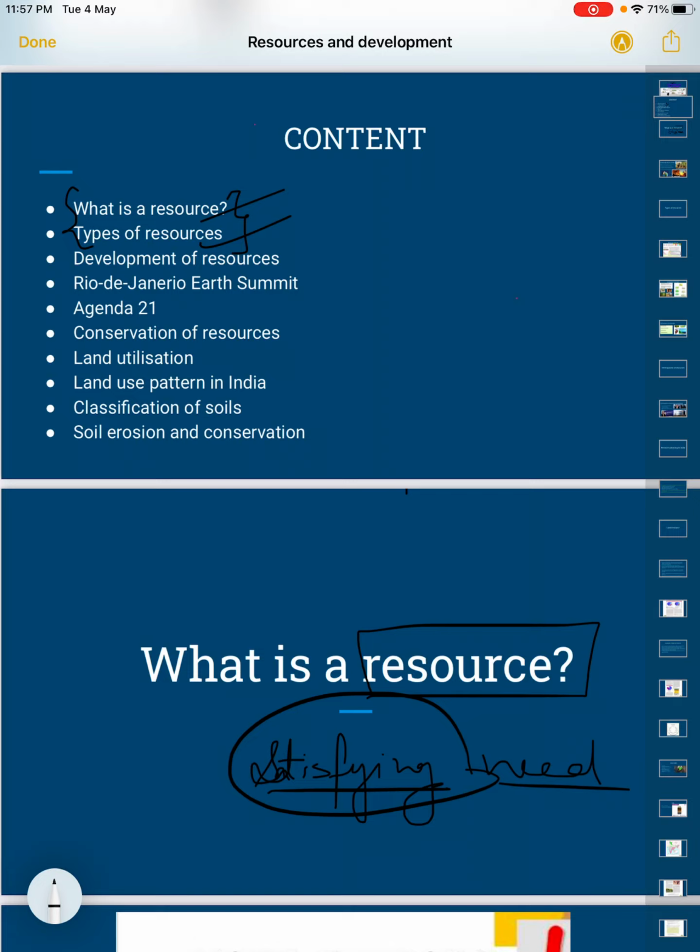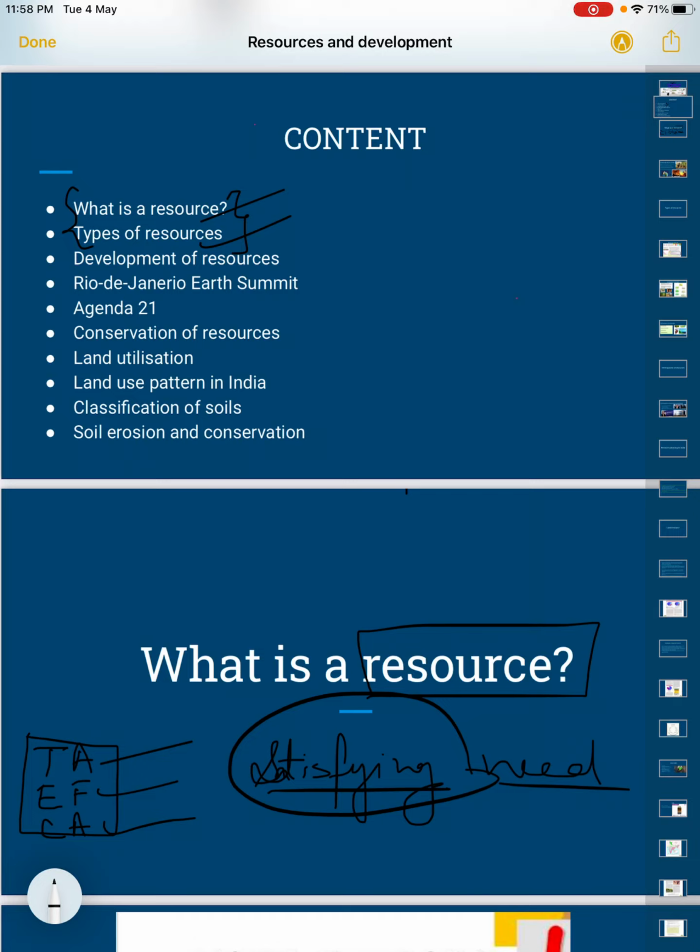This is the layman definition, but along with that, we also have to know that a resource should be technologically accessible, economically feasible, and culturally acceptable. Anything which is not technologically accessible, we cannot use it, we cannot extract it. Anything which is economically not feasible, it will be very difficult for us to buy or get that particular resource. And something which is culturally not acceptable, we are anyway not going to use it.